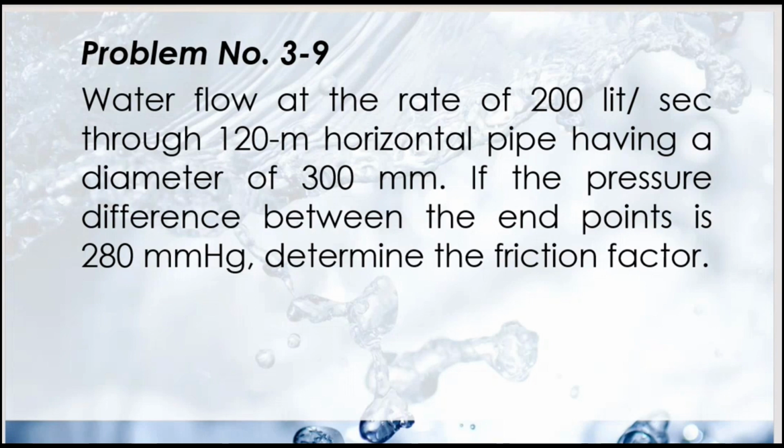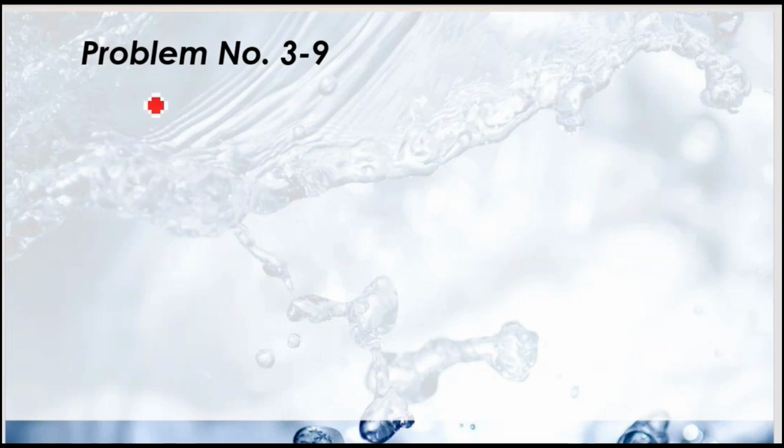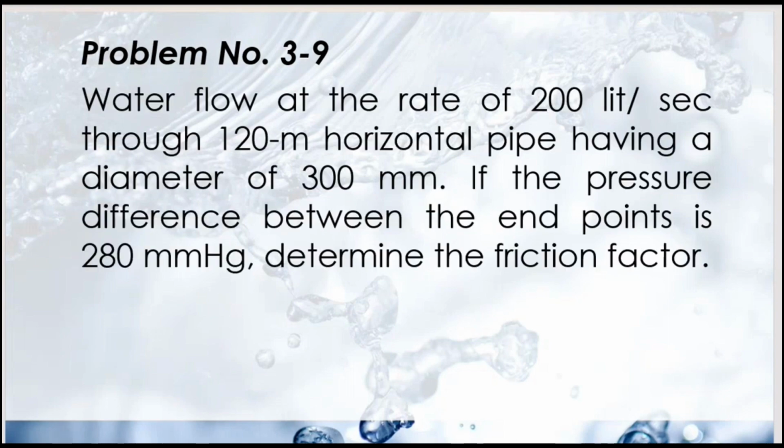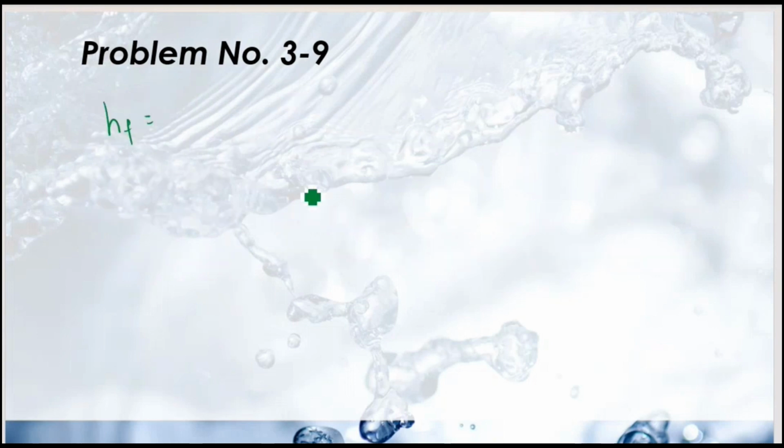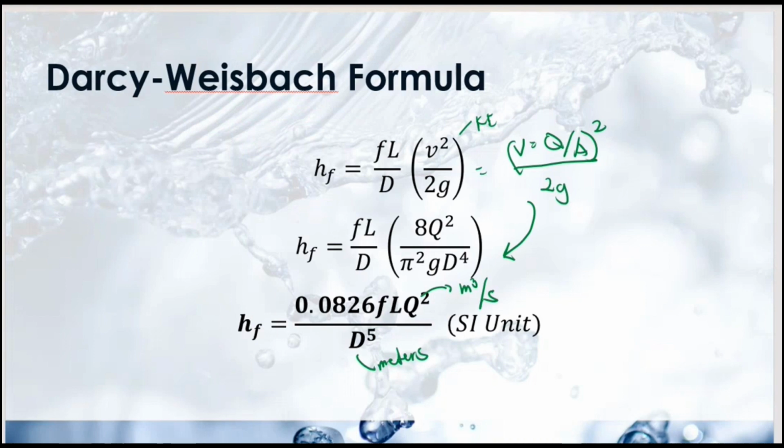So applying the Darcy-Weisbach formula, we have here the friction factor. We have a direct formula for the Darcy-Weisbach if it is in SI units. In the problem, everything is in SI, and aside from the discharge, we could easily convert it into SI units. If it is in SI units, that is 0.0826 f L Q squared over D raised to 5. Okay, so where is that formula again, sir? So here is the formula. I just discussed it a while ago.